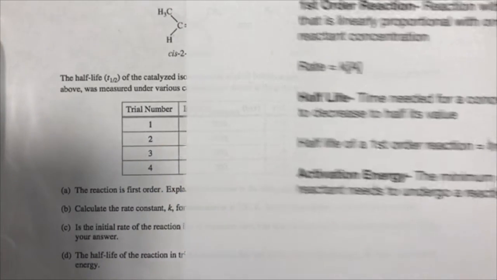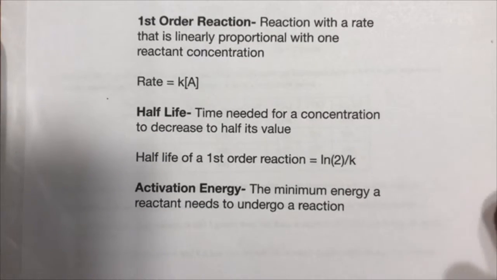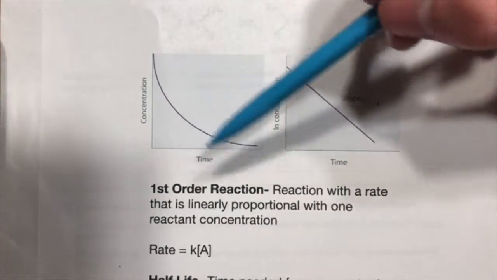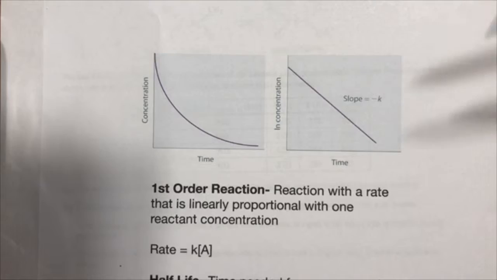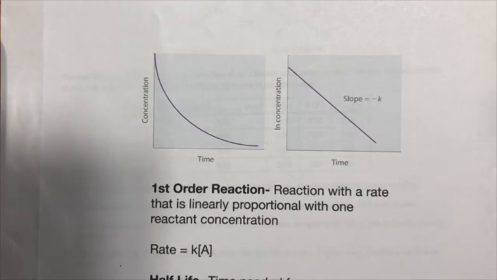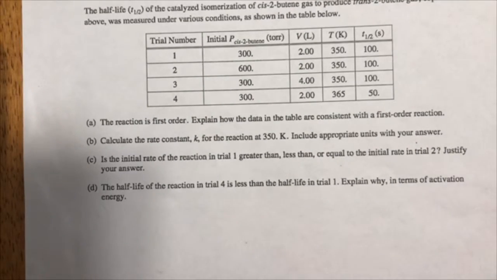And then finally, to solve part D, we need to know what activation energy is, and that's the minimum energy a reactant needs to undergo a reaction. And just a helpful graph, this is what a first-order reaction looks like, and if we graph y with respect to the natural log of the concentration, we get a linear line with a slope of negative k. So to start solving this, I will do A first.